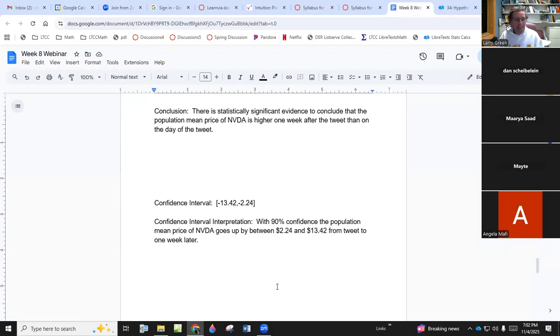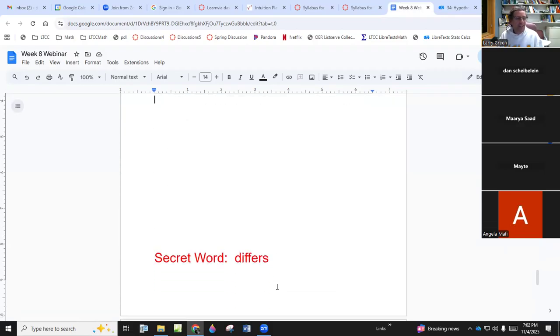All right, what I want to do next is give you the word. The secret word is differs because this is a hypothesis test for difference between proportions or a hypothesis test for the difference between two means. So it's how much one proportion differs from another or how much one mean differs from another. And if it's a not equal to, then you're going to use that word differ or different. So that's the secret word. Write it down. I don't hide it.